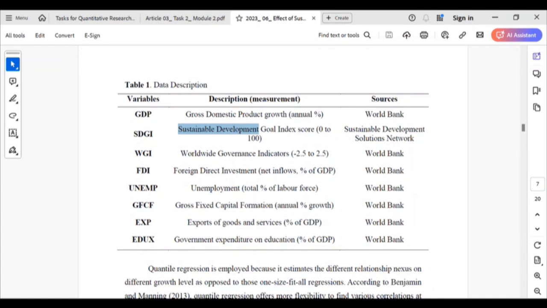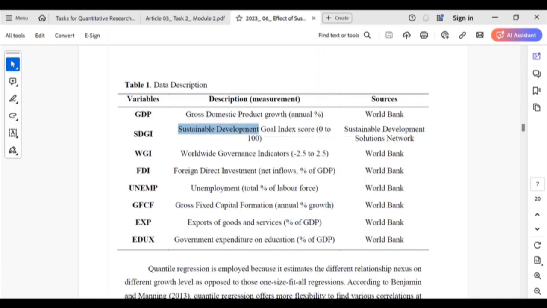But here, for me, the best one is the Sustainable Development Goal Index, because this index is actually the official index to measure the achievement of the SDG goals by each country. So it's the United Nations composite index, an official index, and it's more holistic because it actually measures how many percent this country achieves the SDG goals, right? So sustainable development is a concept.